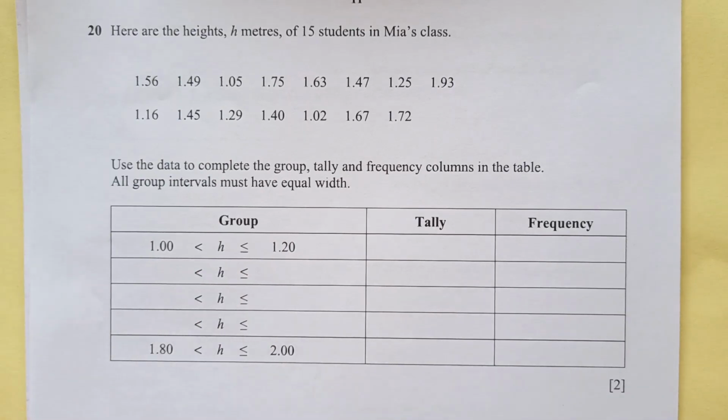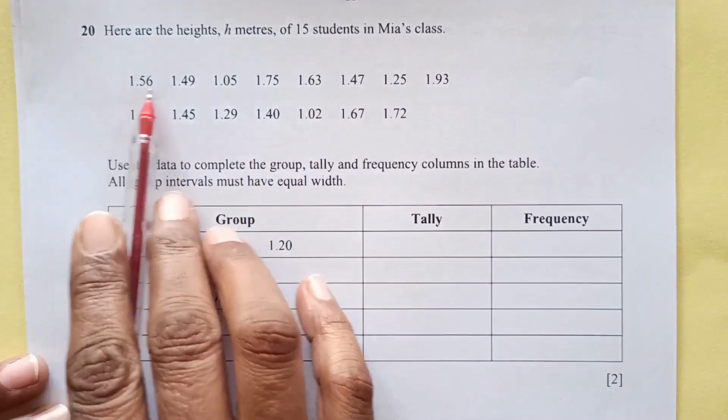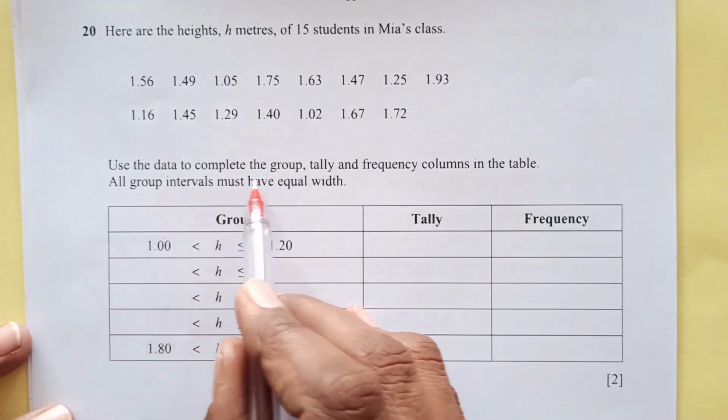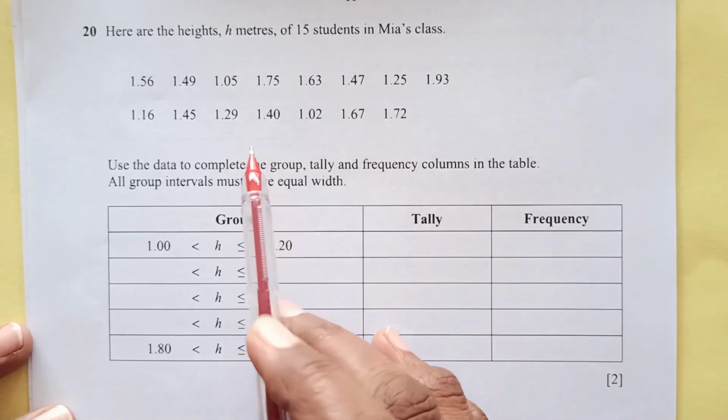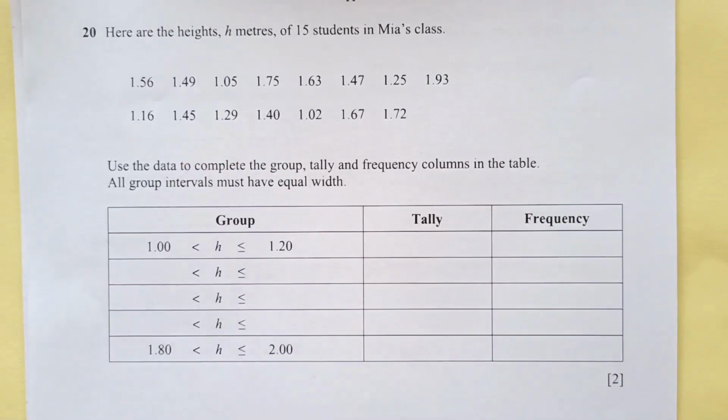Number 20. Here are the heights, h meters, of 15 students in Mia's class. So these are the heights. Use the data to complete the group, tally and frequency column in the table. So we are going to check these.